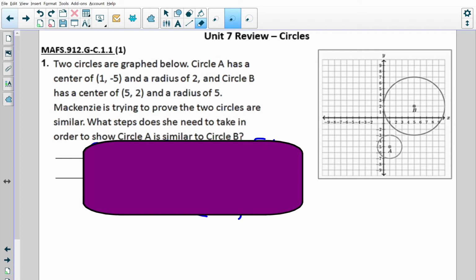So I'm not going to spend too much time on this, but if you take a look at this problem, circle A is the smaller one, centered at (1, -5), radius of 2. B, center (5, 2), radius of 5. Trying to prove they're similar. What steps does she need to do? Well, the first thing you have to recognize is what? It needs to go up and over. Well, how far does it need to go up? How far does it need to go over? And look at the radius sizes, 5 and 2.